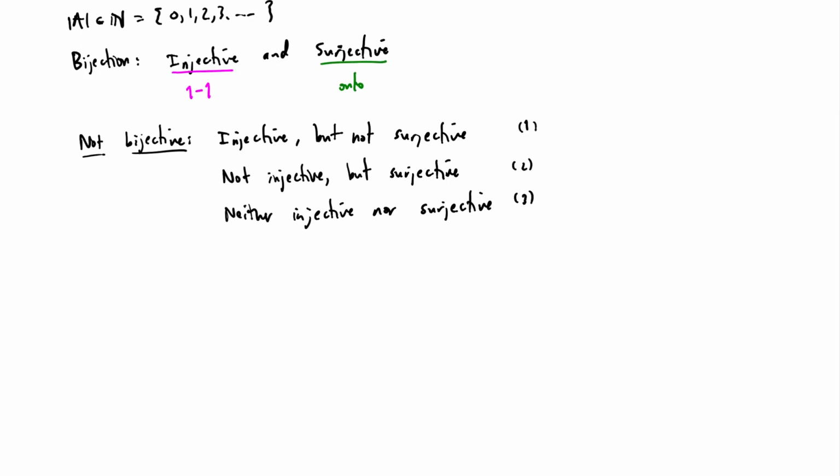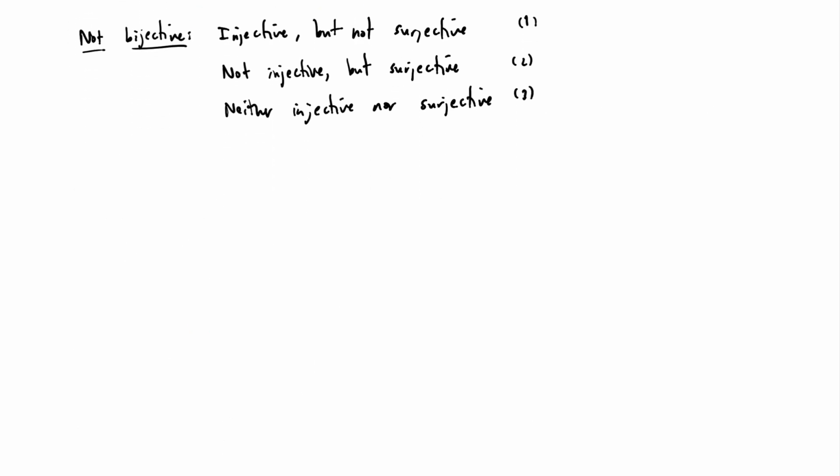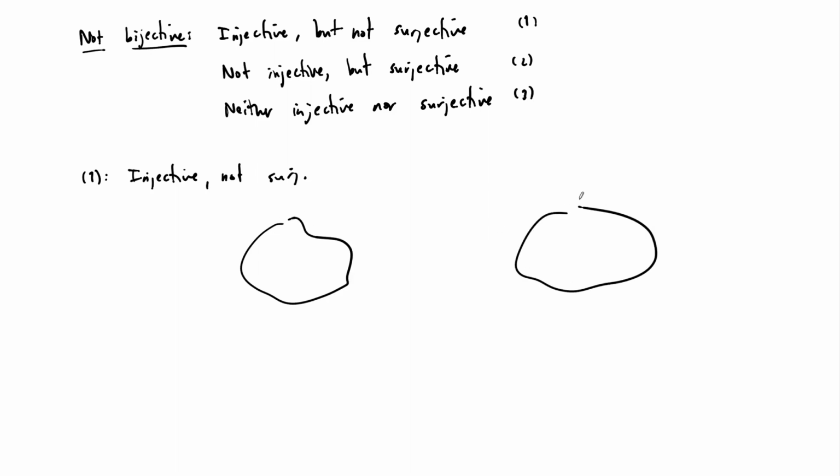So let's go through these different cases and justify them, and I think the best way to do that is by drawing some kind of image here. So let's go with case 1. In case 1, we say that our function is injective but not surjective. I'll just draw it like this, and I like to go with the blob and arrow method here. So here's our set A, here's our set B.